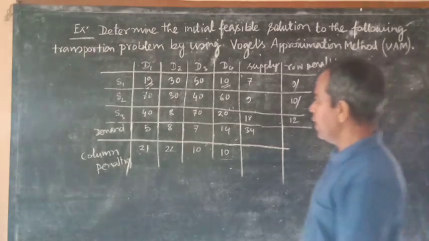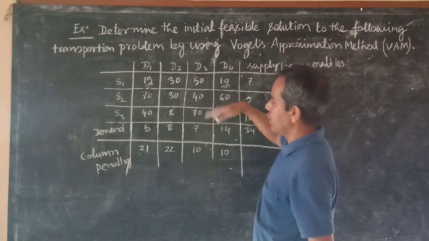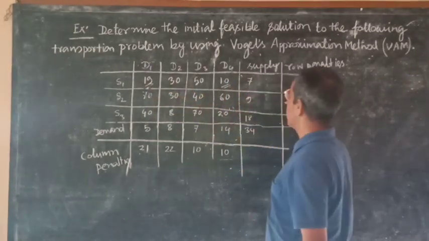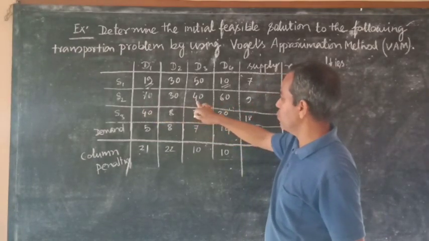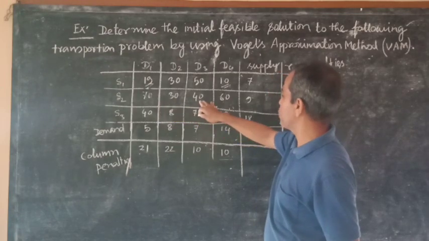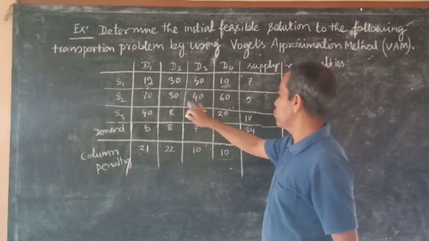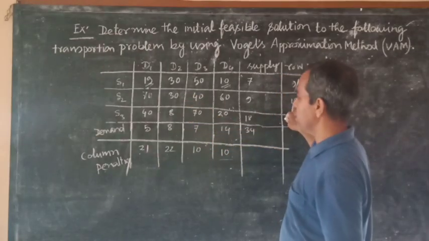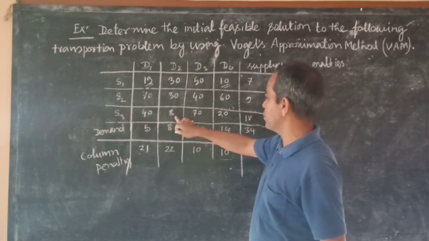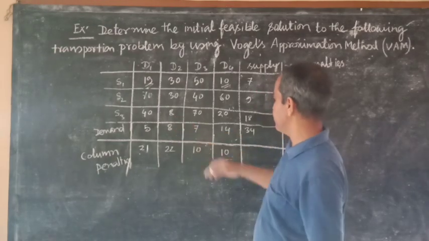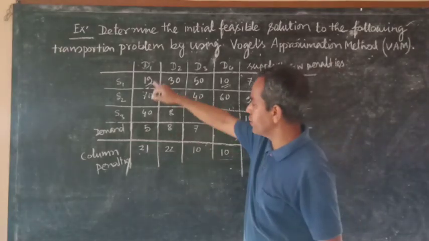Again you see the penalties. S1's smallest transportation cost is 10, just greater than 19, so difference is 9. For S2's smallest transportation cost is 30, just greater than is 40, so difference is 10. S3's smallest transportation cost is 8, just greater than 20, so 12. Similarly, you find columns also.